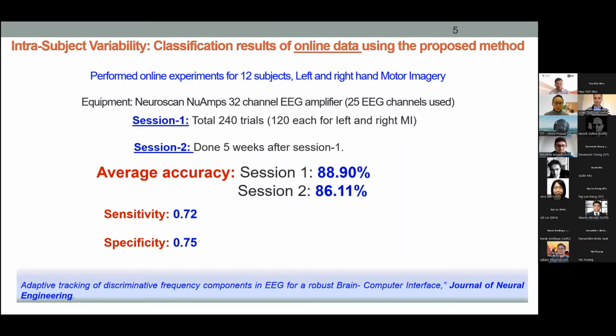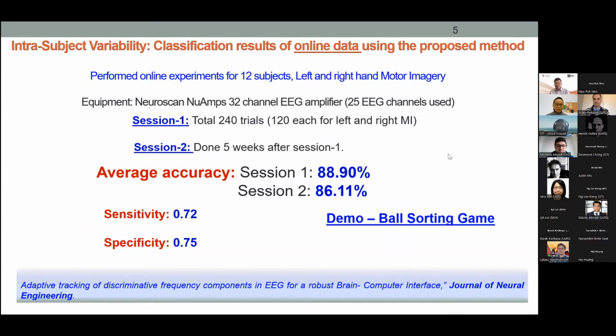So the second problem that we addressed is detecting the intra-subject variability during motor imagery BCI, classification of left hand versus right hand, left leg versus right leg. We have an accuracy of about 88%, which is the best reported in literature using non-invasive EEG BCI.